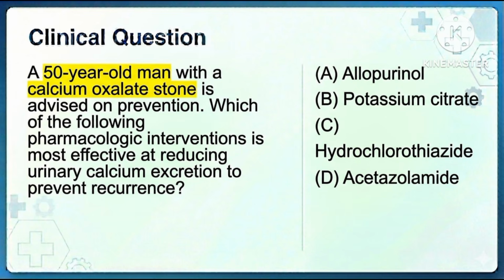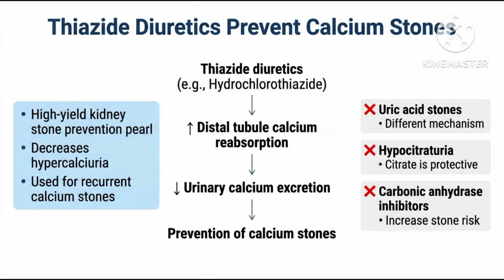Read this question stem. A man with a calcium oxalate stone. What should be given to reduce urinary calcium excretion to prevent recurrence? Thiazide diuretics are given because they act at the distal tubules to increase calcium reabsorption, thus decreasing the level of calcium in urine, and decreasing the risk of calcium stones.